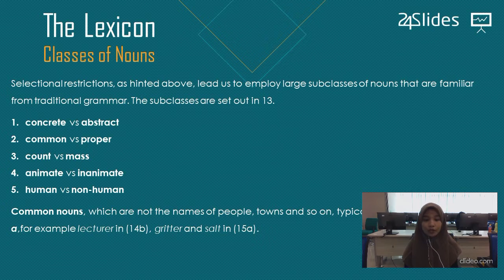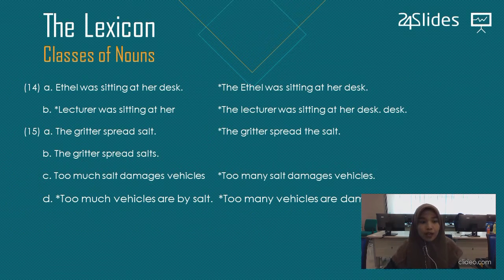Common nouns, which are not the names of people, places, and so on, typically allow or require the or a. For example, lecturer in 14b and salt in 15a. For the example: Ethel was sitting at her desk. Lecturer was sitting at her desk. The Ethel was sitting at her desk. The lecturer was sitting at her desk.